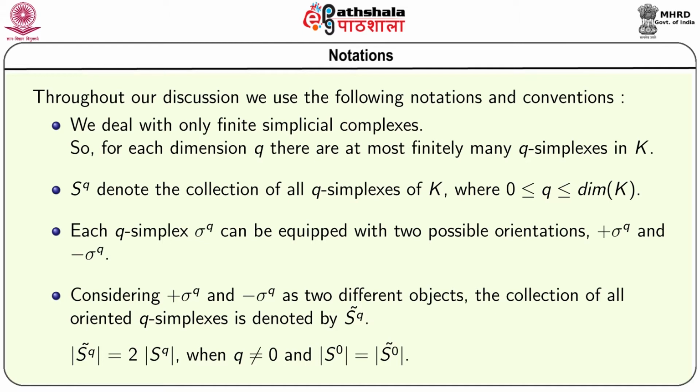And if we take the set S0 as the collection of all 0 simplexes and S0 tilde as the set of all oriented 0 simplexes, then we know that a 0 simplex is always positively oriented by convention, and therefore, the number of elements in S0 and S0 tilde are the same.